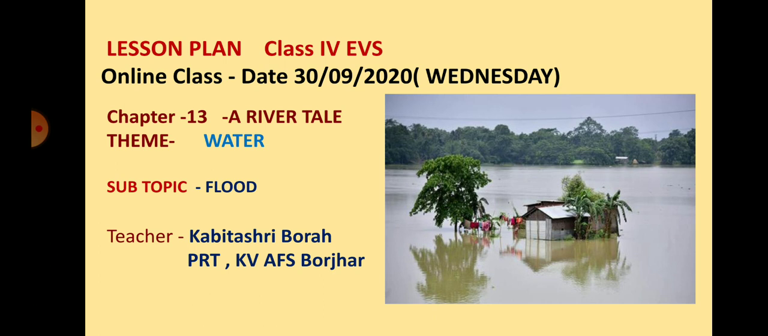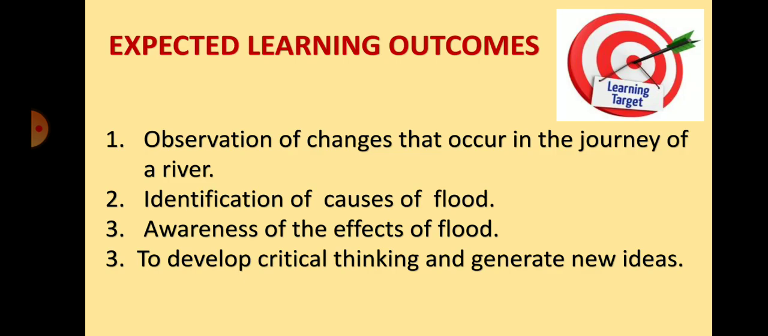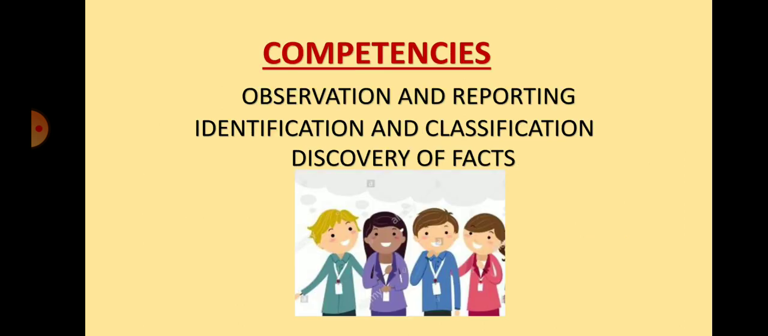Today's subtopic is Flood. The expected learning outcomes of today's class are observation of changes that occur in the journey of a river, identification of causes of flood, awareness of effects of flood, to develop critical thinking and generate new ideas. The competencies covered here are observation and reporting, identification and classification, discovery of facts.